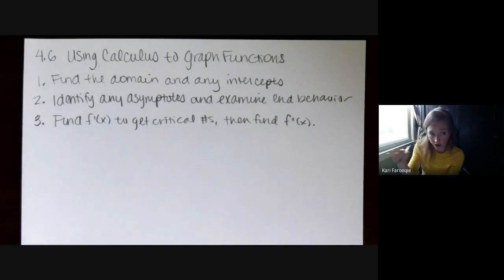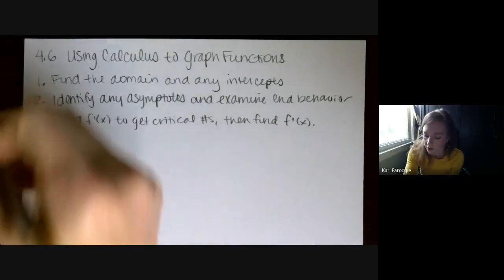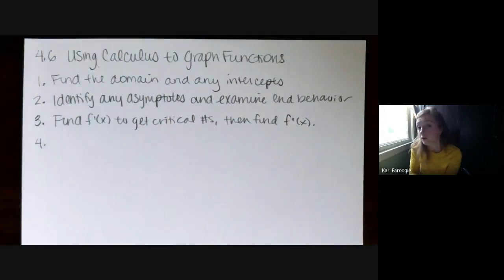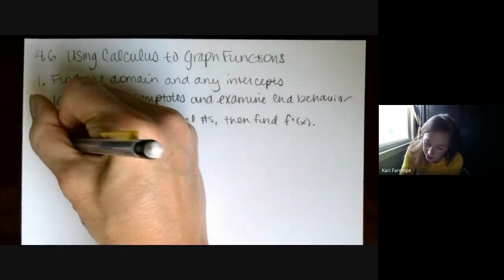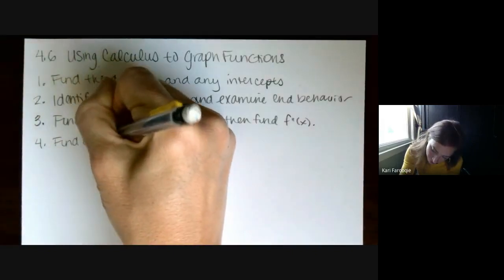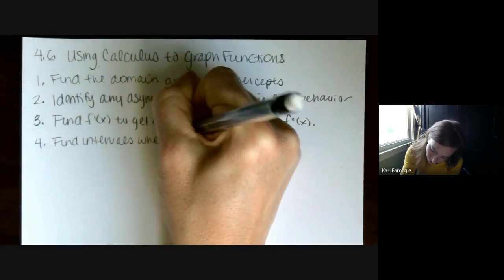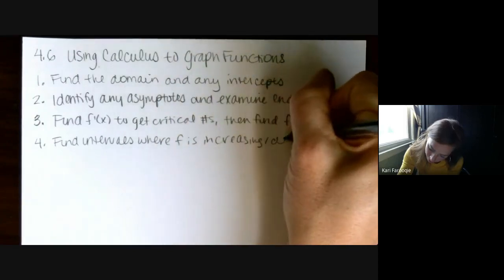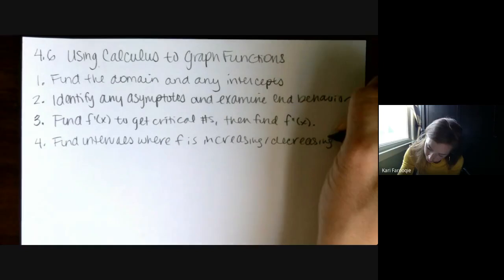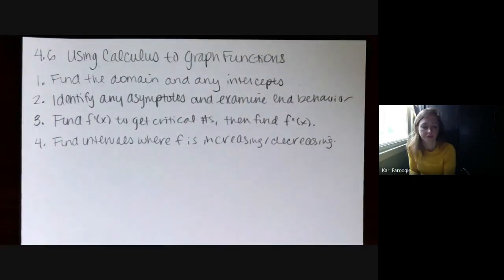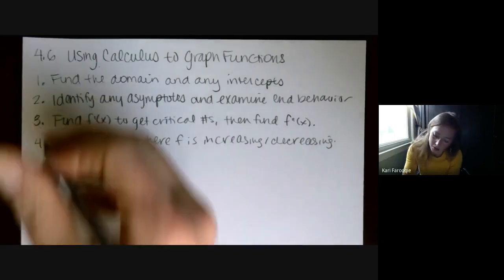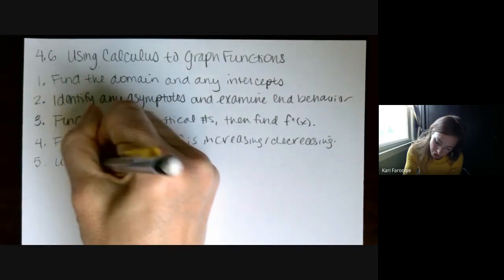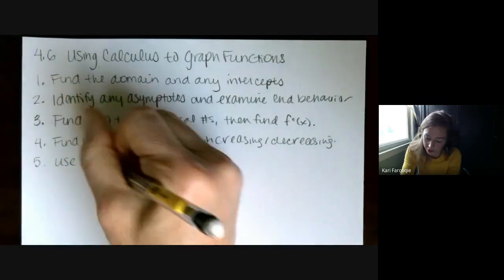Okay, so you're going to go through this process here. You're going to find the derivative, find the second derivative. When you find the derivative, you're going to get your critical numbers. Then you're going to find intervals where f is increasing or decreasing. You are going to use the first or second derivative test to identify local extrema.